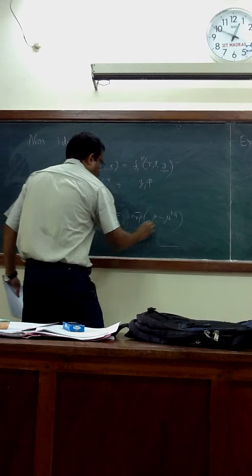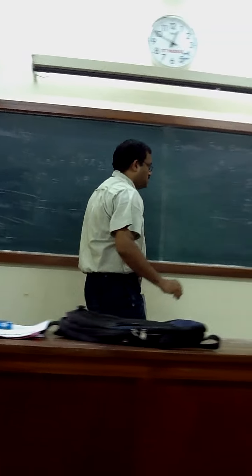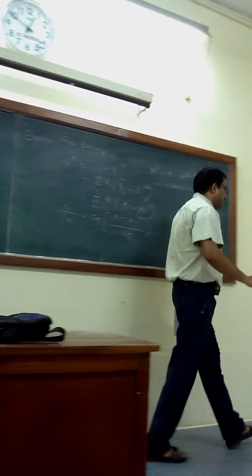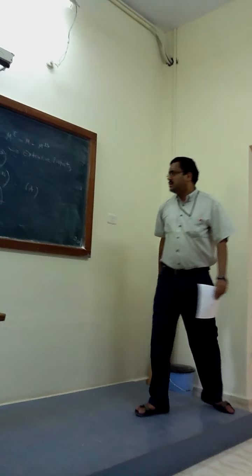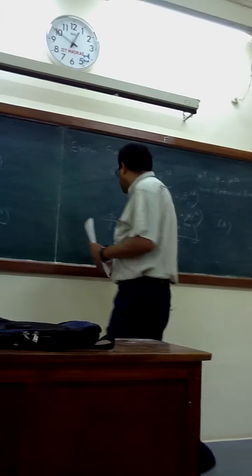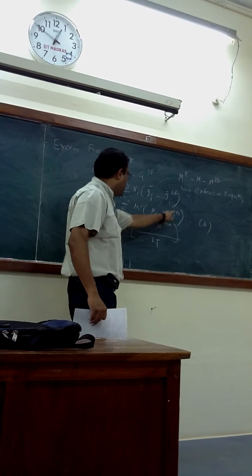Should this RT be inside or outside? Inside. Okay. So it is (mu minus mu IgM) by RT, and this is IS.